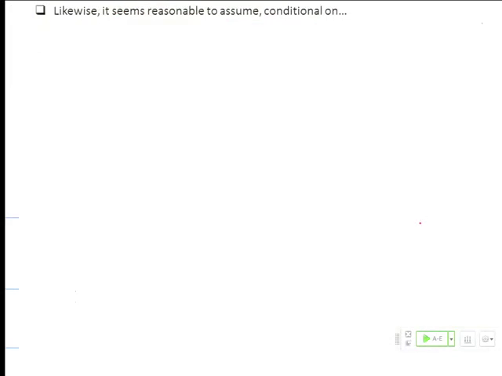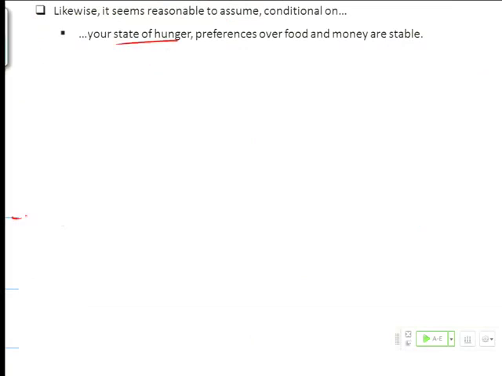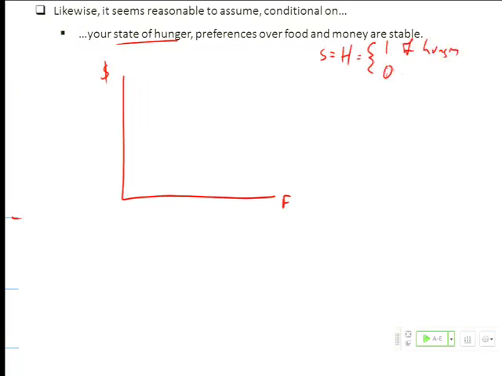It seems reasonable to assume, in lots of cases, that conditional on, for example, your state of hunger, your preferences for food versus money are stable. Suppose that I wanted to map out indifference curves. I have food here, I have money here. Let's let S be something called H, your state of hunger, and it's a dummy variable that's 1 if you're hungry and 0 if you're not.